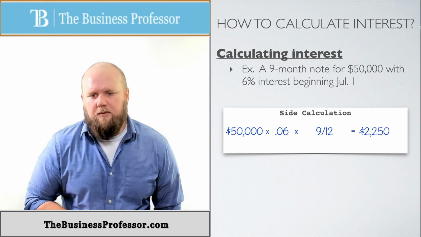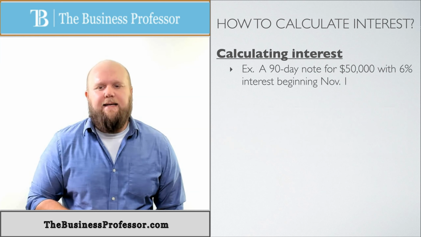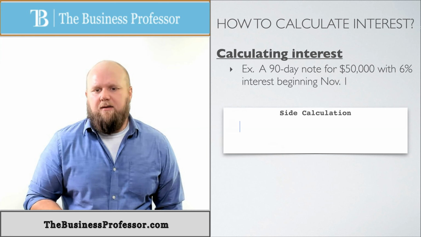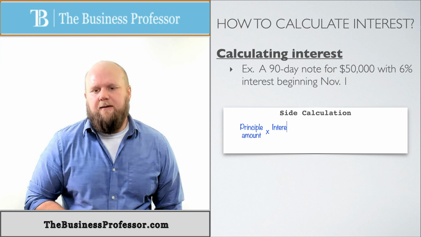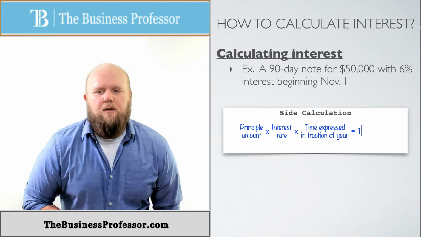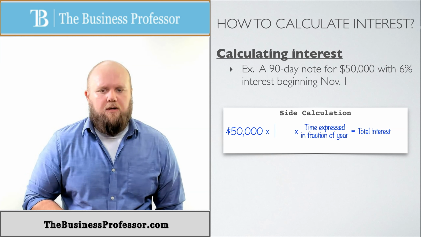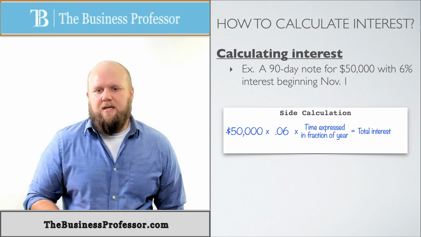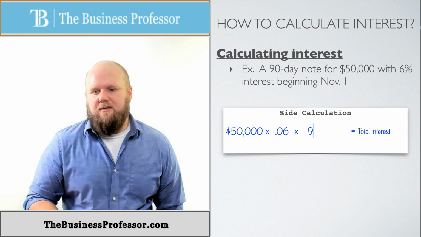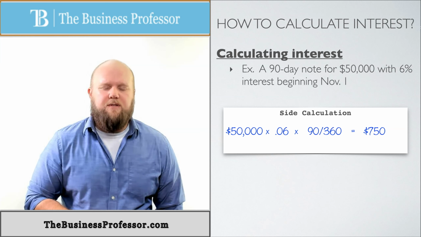I'm going to give you one more example of how to do this calculation. What happens if they give it to you in days? Just to show you the other side. What if it's a 90-day note for $50,000 at 6% interest on November 1st? Again, same thing. You still have your principal amount times your interest rate times your time expressed as a fraction of a year. It gives you your total interest. Principal amount is $50,000. Interest rate is 6%. But for the time expressed as a fraction of a year, this time we're going to start with a numerator of 90, and we're going to divide it by that banker's rule of 360. Again, it makes the fraction a little bit more palatable. By doing this calculation, it will give me a total interest of $750.